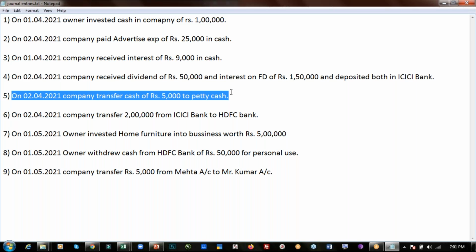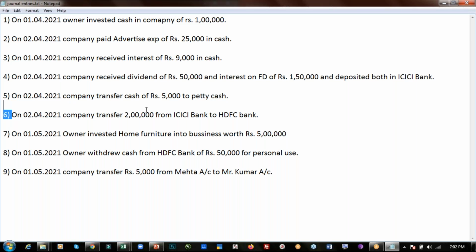Yes, it is very simple. We are transferring the cash to petty cash. So cash is going out and petty cash is coming in. So petty cash go for the debit, cash go for the credit. Petty cash account debit to cash. All the answers are correct.